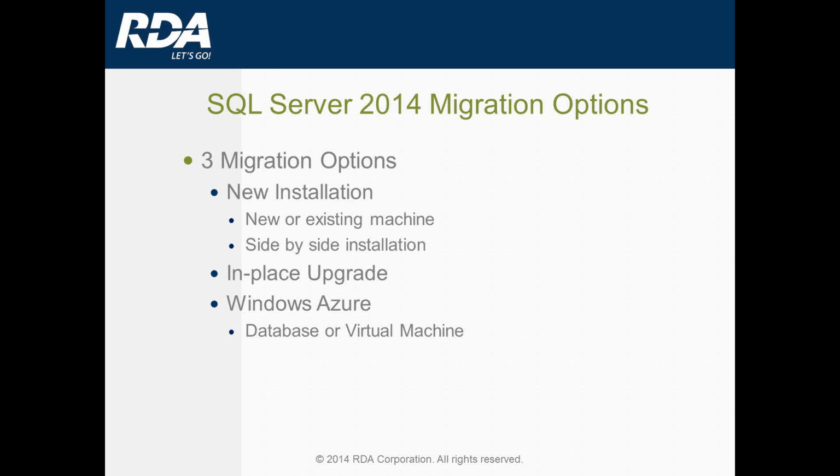You basically have three options for migration. One is a new installation. You can actually install it on a new server, a new machine, or do a side-by-side installation with a previous version. You can do an in-place upgrade, or you can use Windows Azure. The options for Azure are to just use the database or to have a virtual machine running SQL Server.